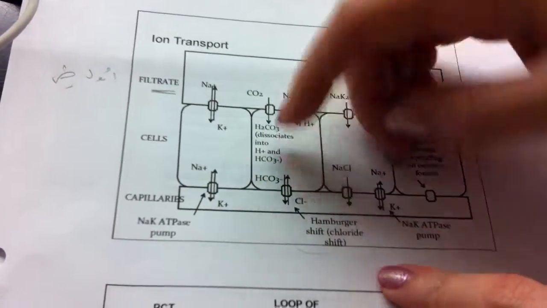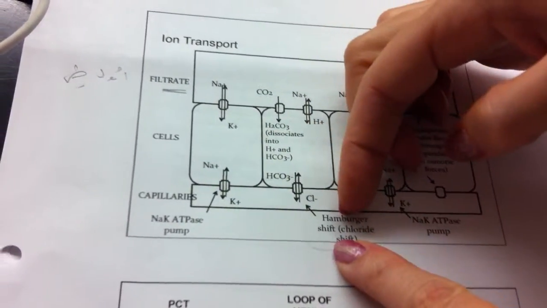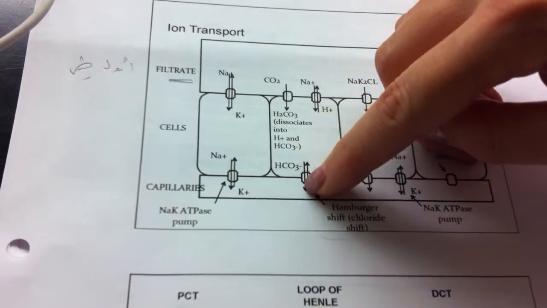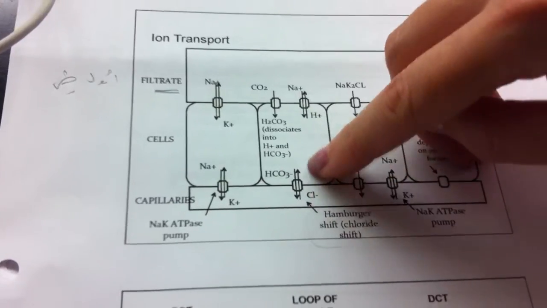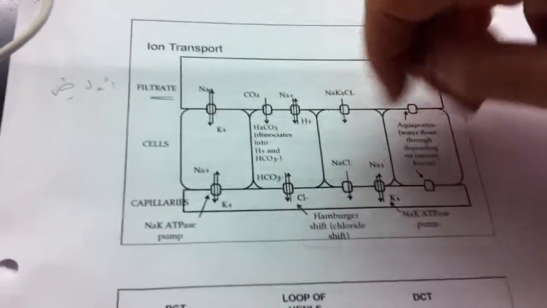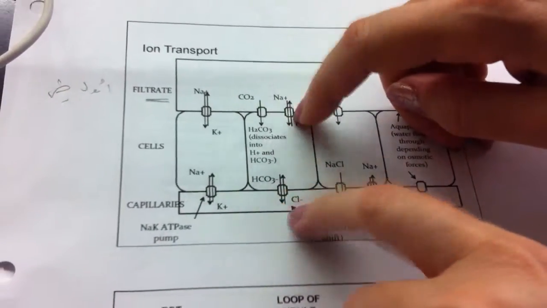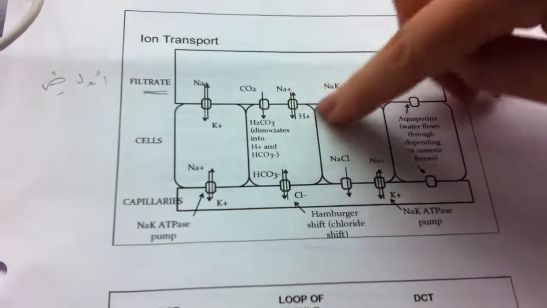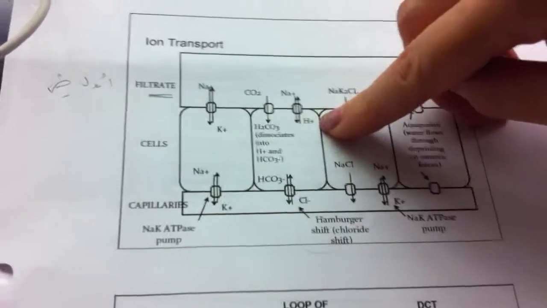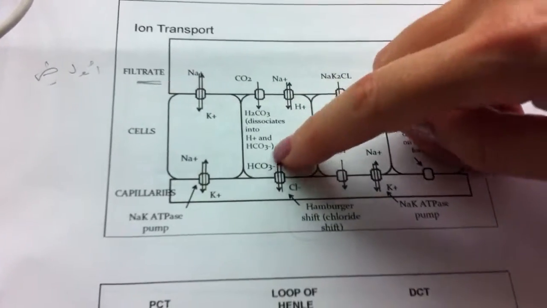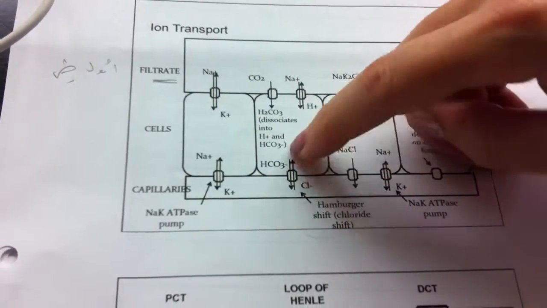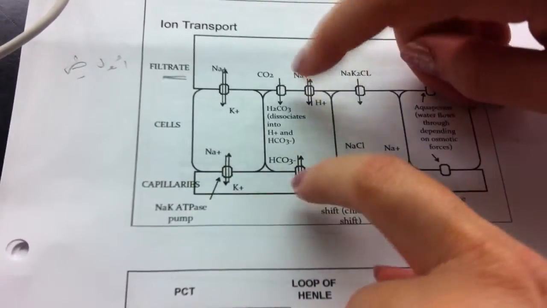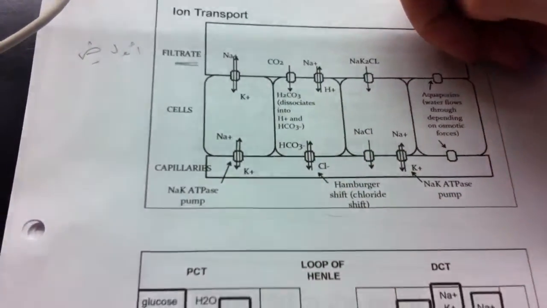Meanwhile, the bicarbonate is going to have this hamburger shift or the chloride shift where you exchange bicarbonate for chlorine. So you're throwing bicarbonate out of the cell into the blood while pulling chlorine into the cell from the blood. These things are going to help you regulate pH. So if you step up this carrier, you're getting rid of a lot of hydrogen, which helps you to raise your pH. And also if you step up this carrier, you're reabsorbing a lot of bicarbonate, which also helps you raise your pH. So these two things are how you regulate your pH.